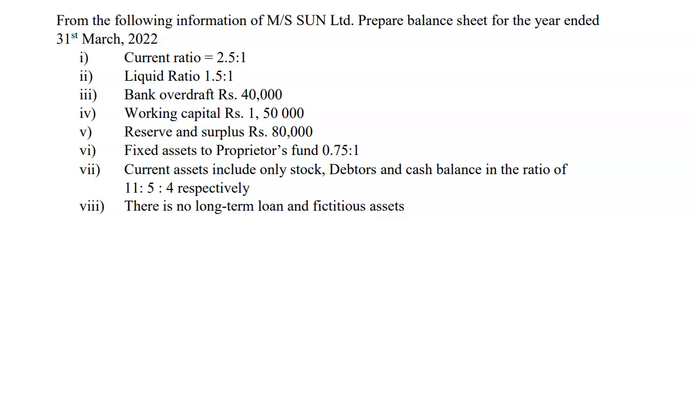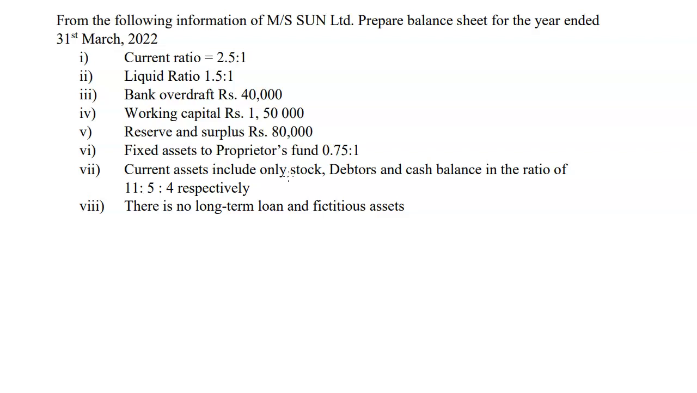From the following information of Messrs SUN Ltd, prepare a balance sheet for the year ended 31st March 2022. The current ratio is 2.5:1. Liquid ratio is 1.5:1. The bank overdraft is given to us as 40,000.